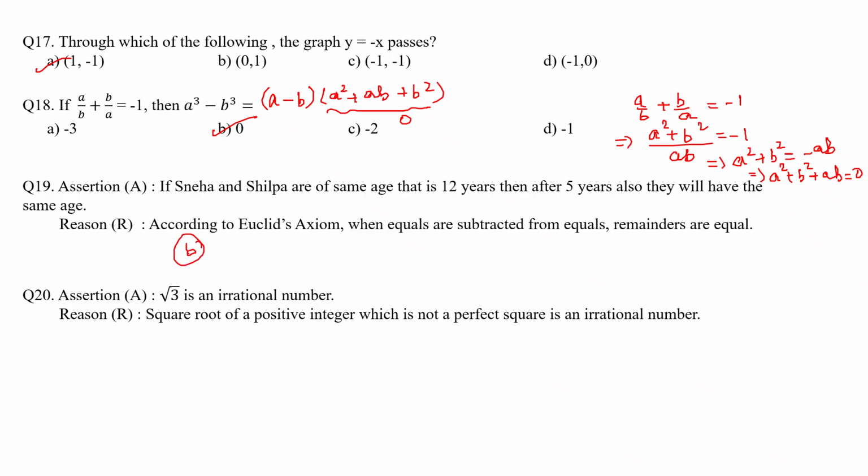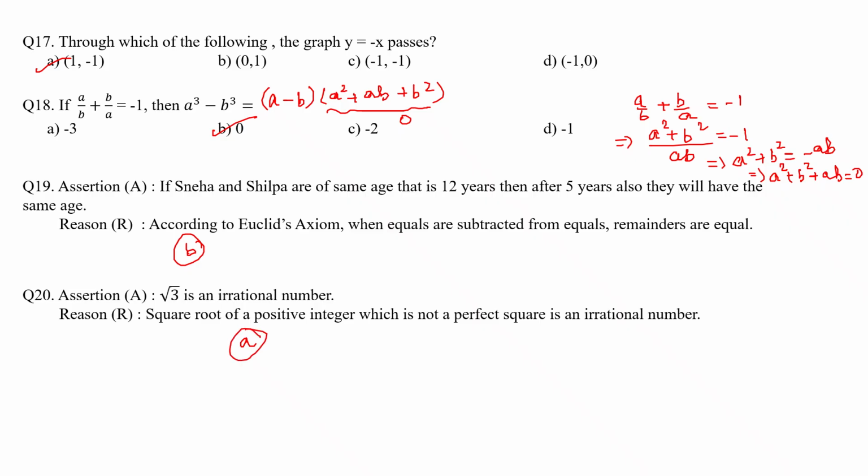I did not give the 4 options because the options always remain the same. You can see in any question paper or any book. So B will be the correct answer. Next, question 20: root 3 is an irrational number. Square root of a positive integer which is not a perfect square is an irrational number. So here both statements are correct and the reason is the correct explanation. So A will be the answer.